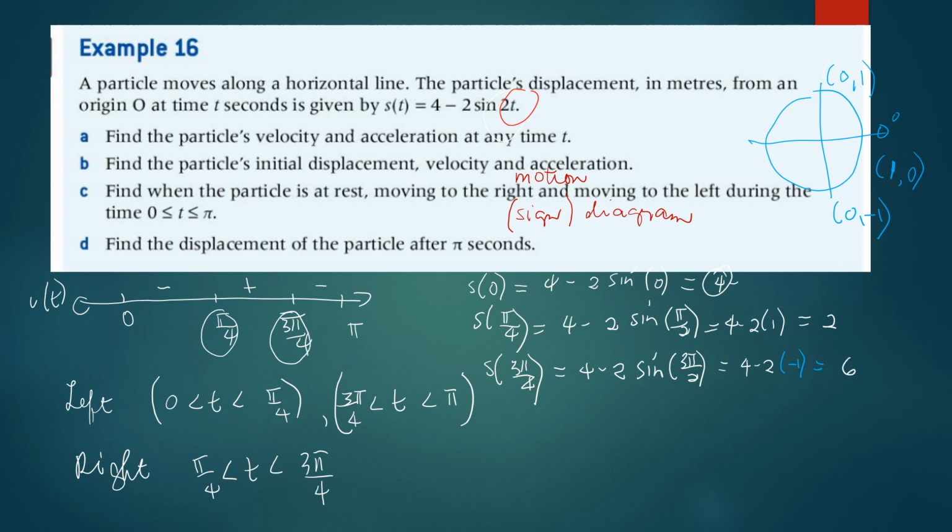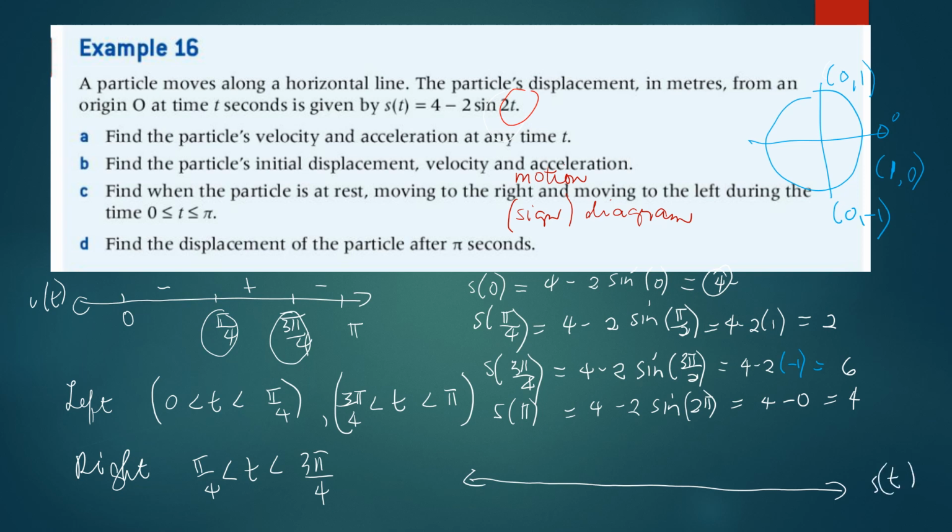And then finally, we get our pi. So that's 4 minus 2 sine 2t, which is 2 pi. So sine 2 pi is 0. So we have 4 minus 0 equals 4. And then we do our sign diagram here. This is our S of t. We're just trying to check, and then later on we do the displacement if it's correct. But this is not part of the instruction.